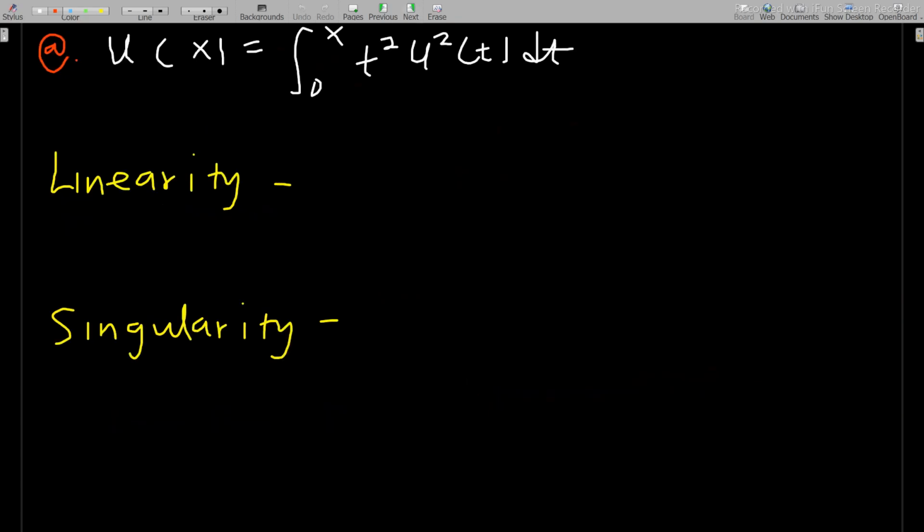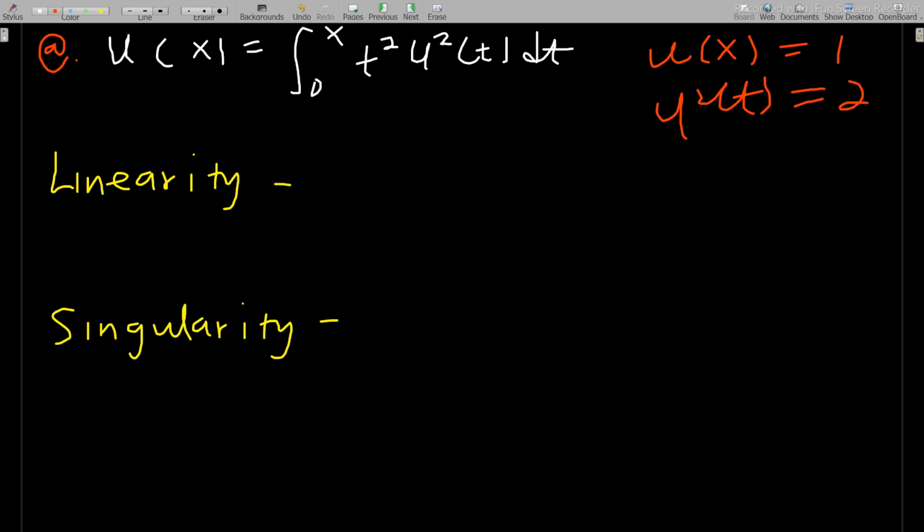Now, the linearity. The linearity depends on whether the unknown function has a power bigger than 1. So here, with u of x, its power is 1, but with u squared of t, that one too we don't know, but its power is 2.